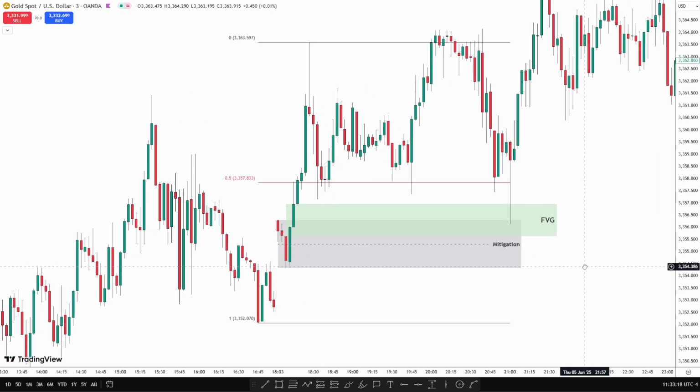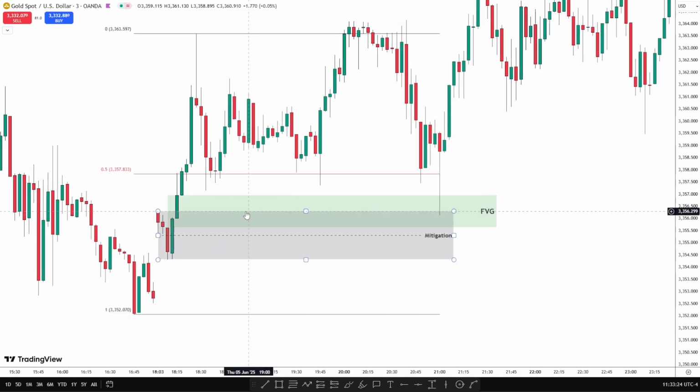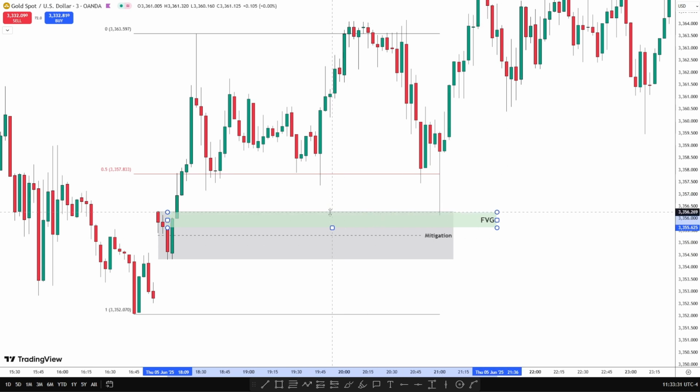Now look where the reaction was from. We have our upper fair value gap here. This is still in discount, and the reaction came from as soon as price tapped into the mitigation block. So this fair value gap is above the mitigation. We're going to be bringing this inside the mitigation. It goes equilibrium, then mitigation, then fair value gap. They all have to align inside each other's zone.